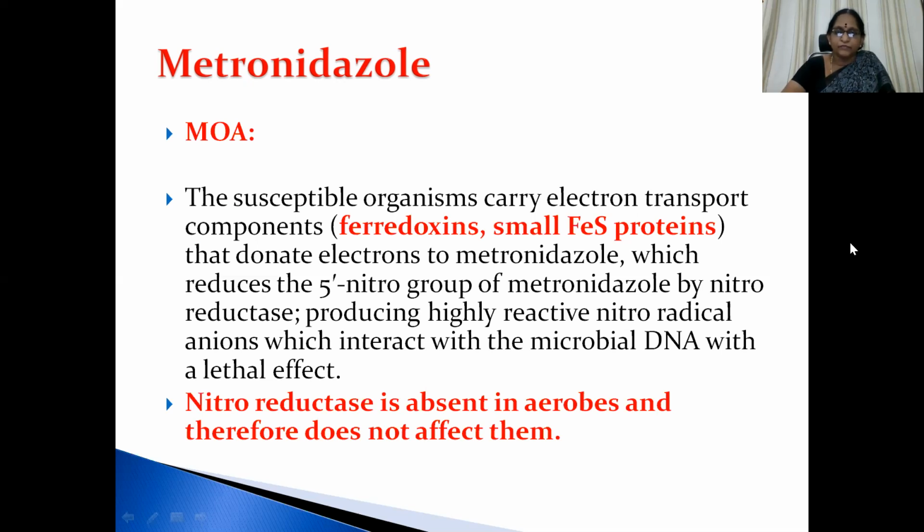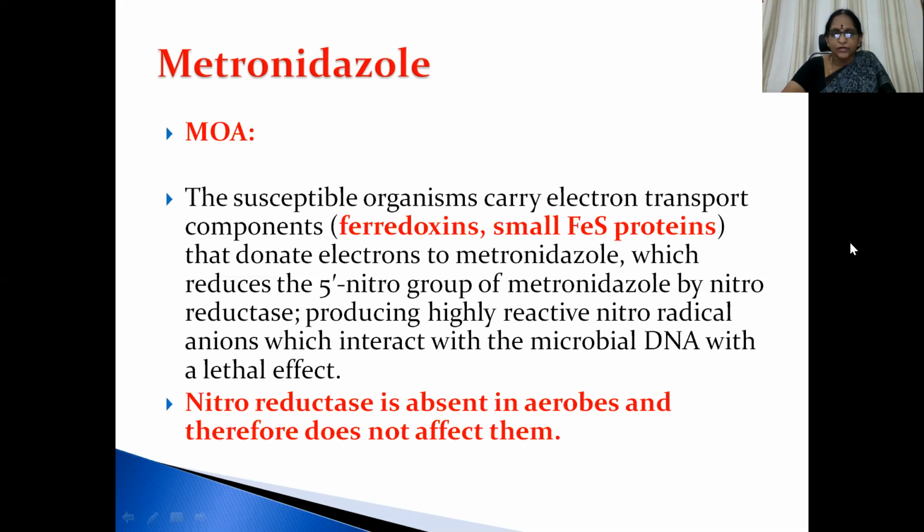So what is the net effect? Highly reactive nitro radical anions are formed, which interact with the microbial DNA with a lethal effect. So this microbial organism gives the electron, which is going to completely kill the parasite.